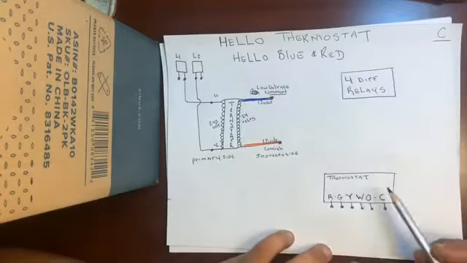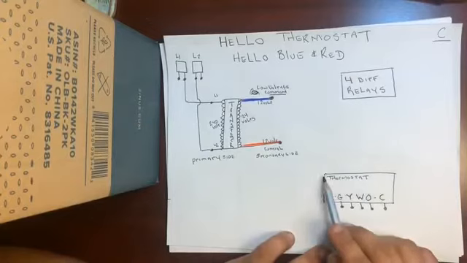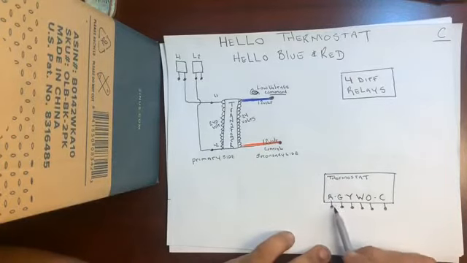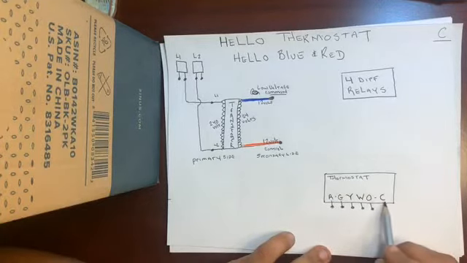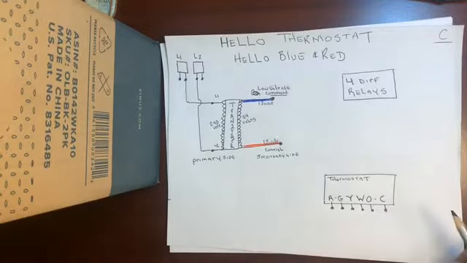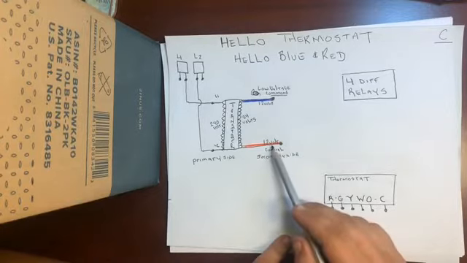Hello thermostat. So here's our thermostat. We can draw it with just a rectangle, and then we have to put the colors into it: red, green, yellow, white, orange, and C. We're going to go through all of them together. Super easy stuff. Let's start with the 12 volt common.